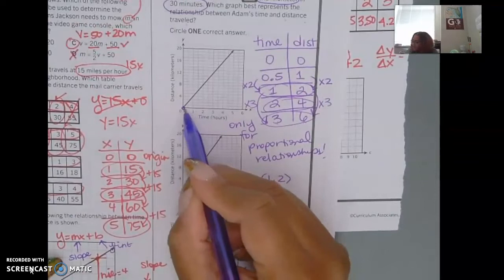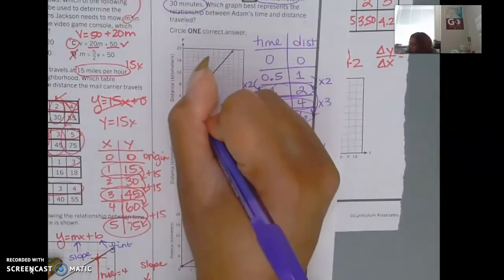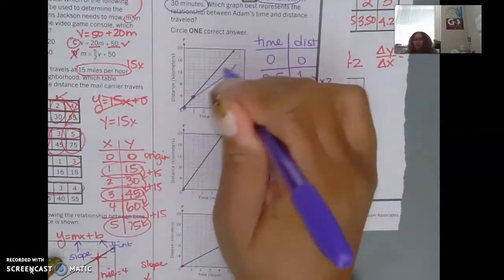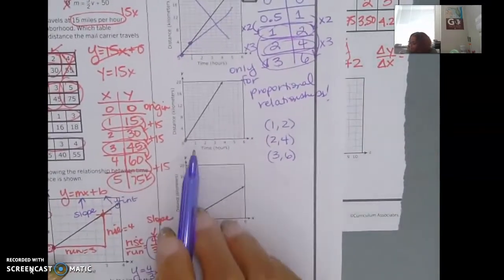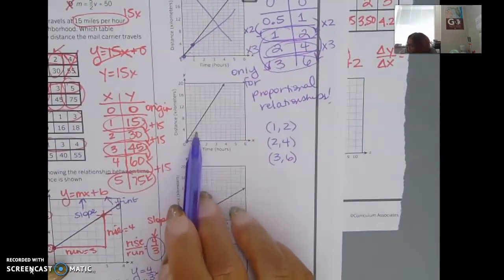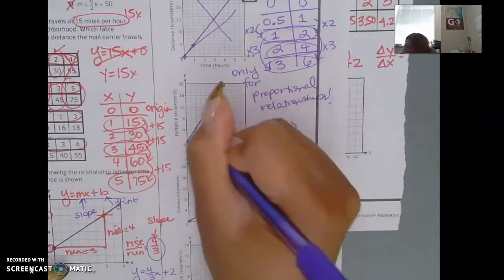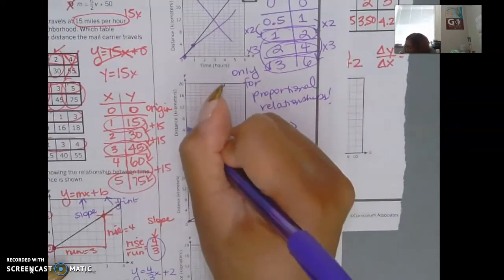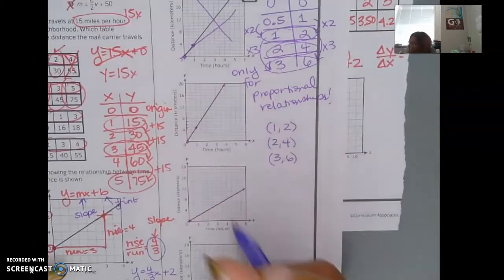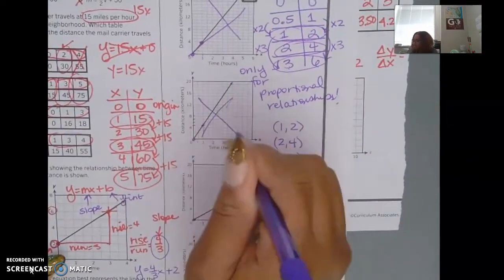So I need to run 1, jump 2. This runs 1 and jumps 4. This is not my answer. Run 1 and jump 2. This is run 1 and jump, I don't know, this looks like 4 or 5. 4, 5, 6, 7, 8. Yep, this is 5. So this is not it.